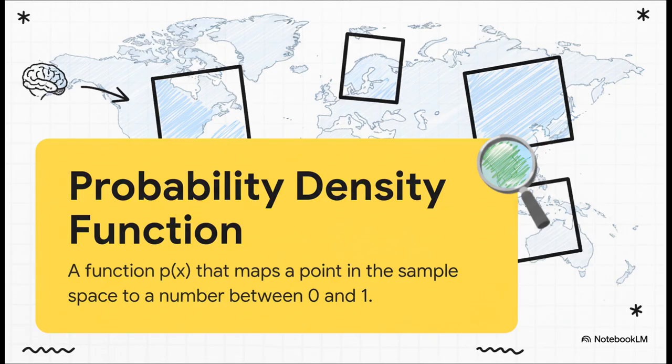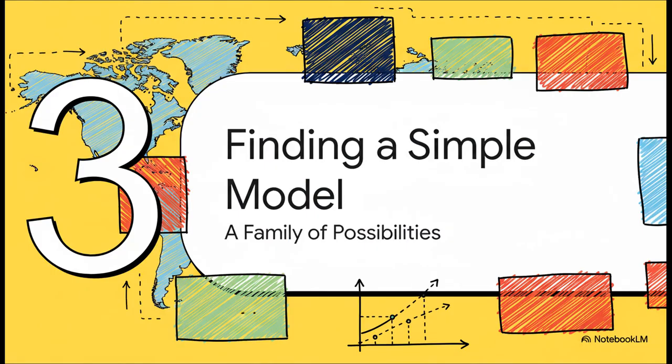Now, to keep our model really simple, we're going to define our PDF as just a box. If a point on the map is inside that box, it has some probability of being land. If it's outside the box, the probability is 0. Simple as that. So, we've decided our model is a box. But which box? A little one around South America? A huge one covering all of Asia? There are basically infinite possibilities.